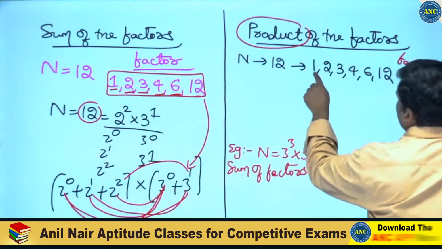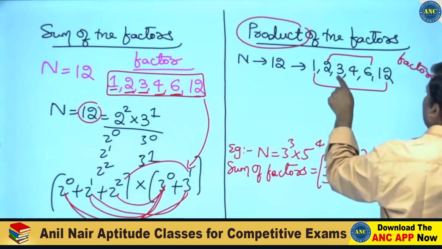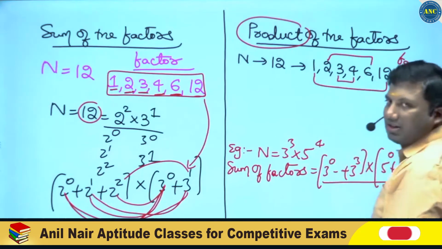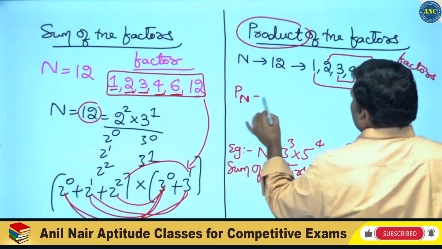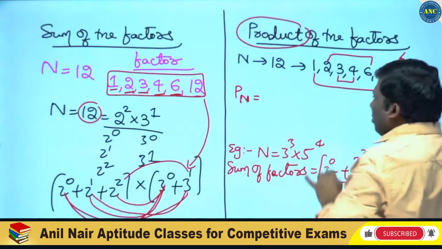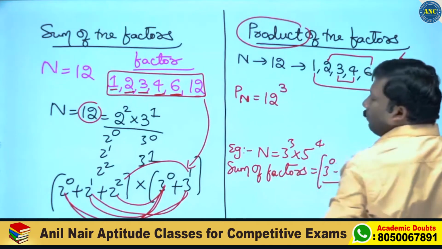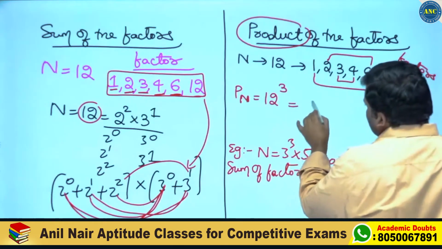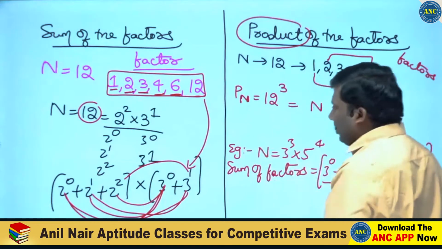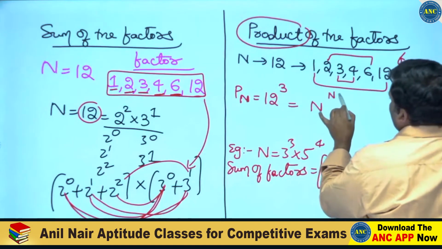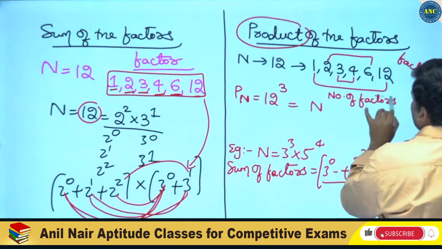Just to get the concept right, I will multiply first and last, second and second last, third and third last. So the product of the factors of n: 1 into 12 is 12, 2 into 6 is 12, 3 into 4 is 12. So it is 12 power 3, where 12 is the original number. Out of 6 factors, half of them give us the product. So it is number power, number of factors by 2.